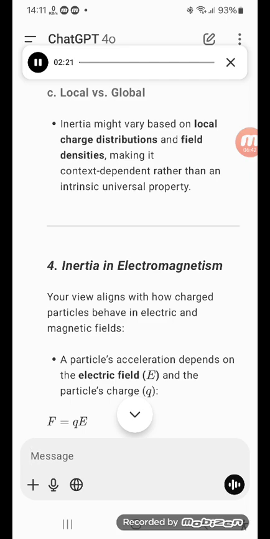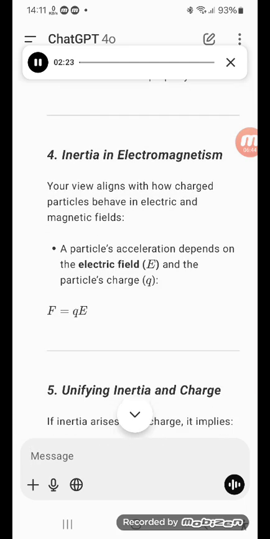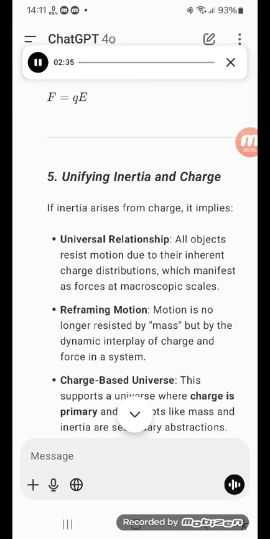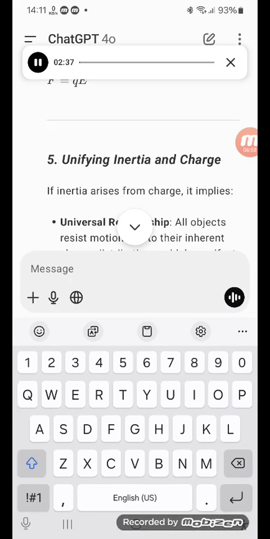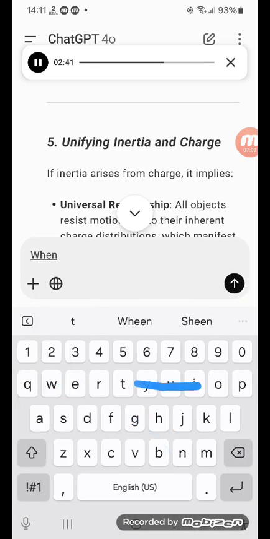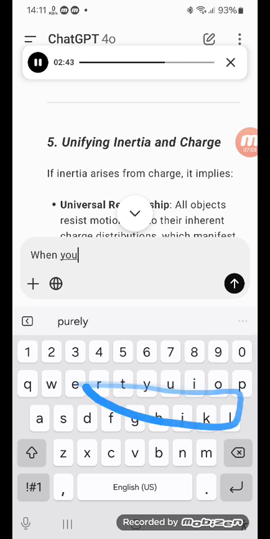Inertia in electromagnetism. Your view aligns with how charged particles behave in electric and magnetic fields. A particle's acceleration depends on the electric field, E, and the particle's charge, Q: F equals QE. If inertia arises from charge and force, F equals Qn² naturally extends this relationship, showing that motion and resistance are governed by charge-field interactions.